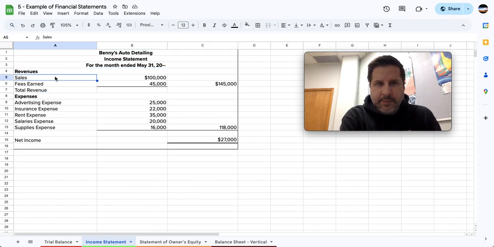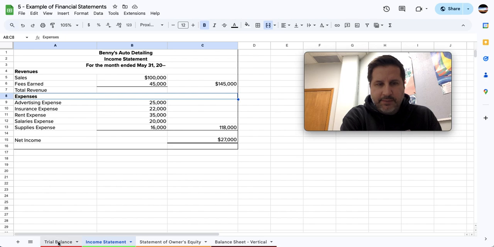Revenues are the monies that a company earns in the course of their business. So in this case, the company had two types of revenues. They had sales and they had fees earned. So Benny's Auto Detailing for the month made $100,000 in sales, $45,000 in fees earned. We add those together in this column here, and we have $145,000 in revenue.